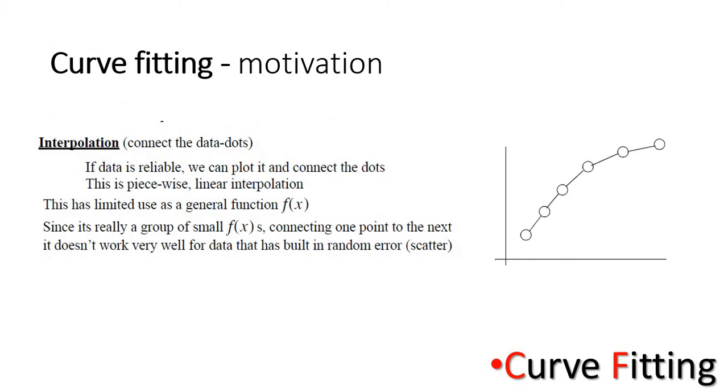In the previous chapter, you learned about interpolation. In interpolation, you connect the data dots. If the data is reliable, we can plot it and connect the dots, using the piecewise linear interpolation method. It has limited use as a general function, since it's really a group of small functions connecting one point to the next. It doesn't work very well for data that has built-in random error or scatter. So in this chapter, we will cover a solution to overcome this problem.